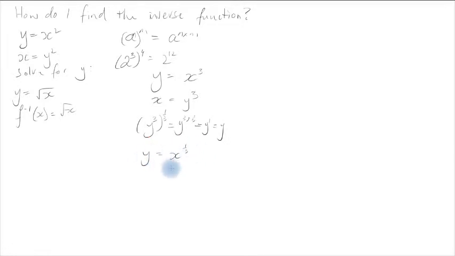And that's perfectly fine if you want to leave it like that. It's perfectly done. Otherwise, you know that x to the power of a third is the same as the cube root of x. So our inverse function this time is the cube root of x.